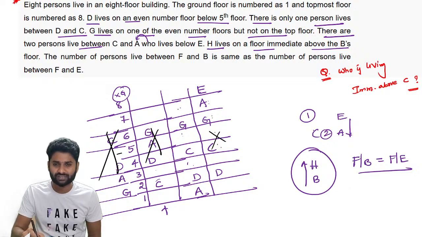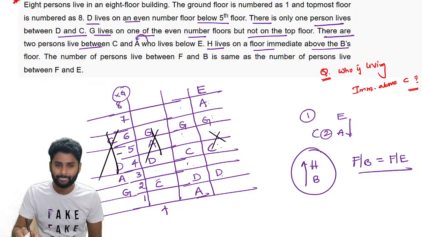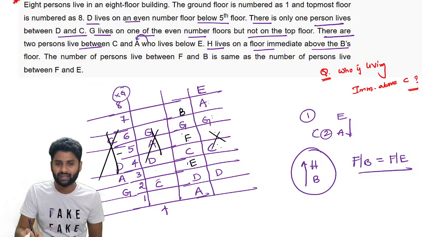Now see, let's focus on F, B, F, E. So here let us take E here. Let us take F here. Let us take B here. Why? Because the number of floors between F and B and the number of floors between F and E is the same.